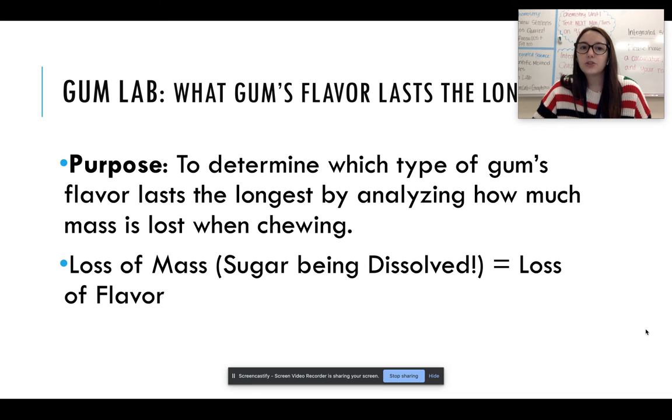The purpose is you're going to determine which type of gum's flavor lasts the longest by analyzing how much mass is lost when chewing. The loss of mass, which is your sugar being dissolved, because think about it, your gum becomes less flavored, it's not as sweet, because you're sucking all the sugar out. So if it's bigger when you start, and it's smaller by the end, all that sugar is being dissolved out, because it's going into you. So your loss of mass equals your loss of flavor.